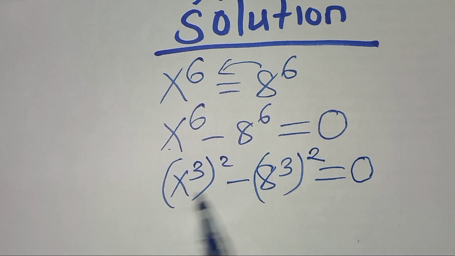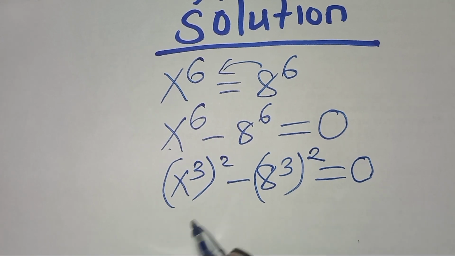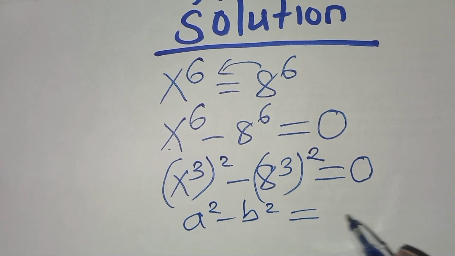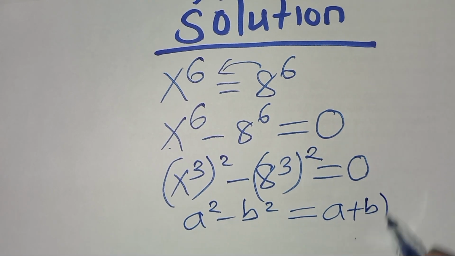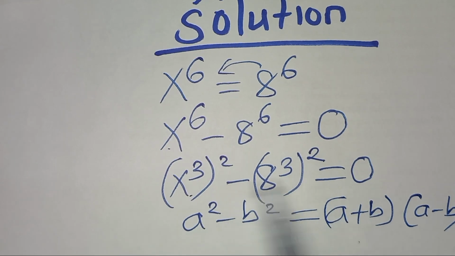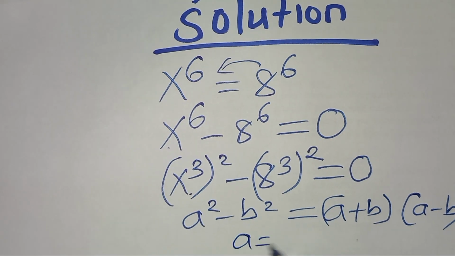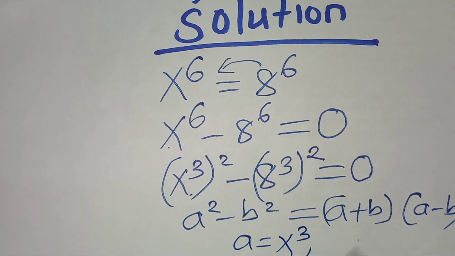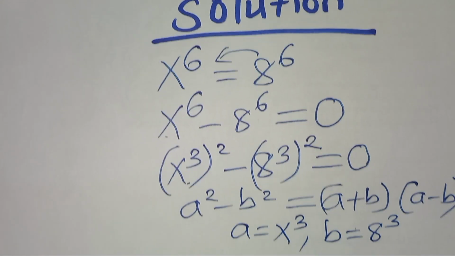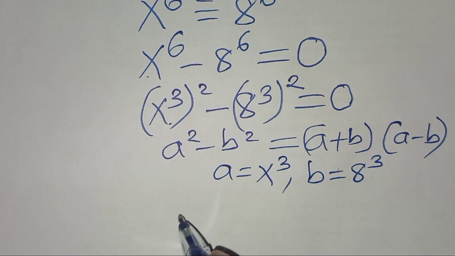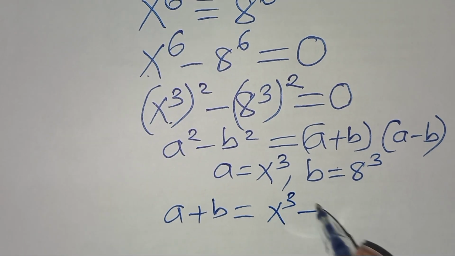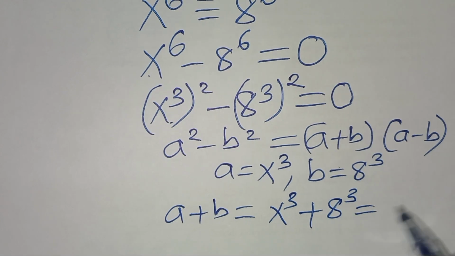Now, this is actually in the form of a squared minus b squared, which is equal to a plus b, a minus b. Now, from here, we have that a is equal to x to the power 3, and b is equal to 8 to the power 3. The next step here, we have that a plus b is equal to x to the power 3 plus 8 to the power 3. This is equal to 0.